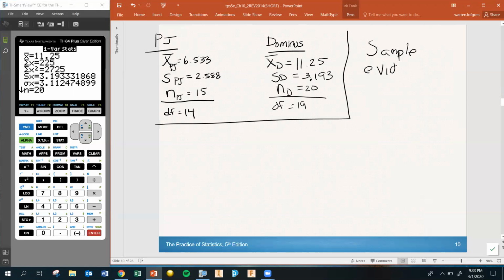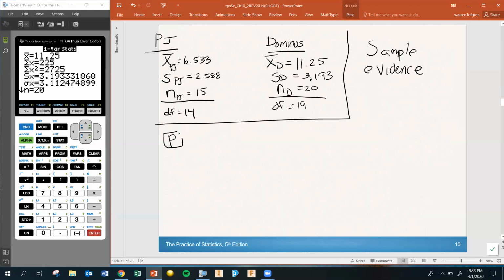evidence. Based on that evidence, we have to try and make a decision. Do we think that there's a difference in the mean fat content between Papa John's and Domino's? So to do a significance test for that, we're going to go through PHANTOMS. So here comes our PHANTOMS work.